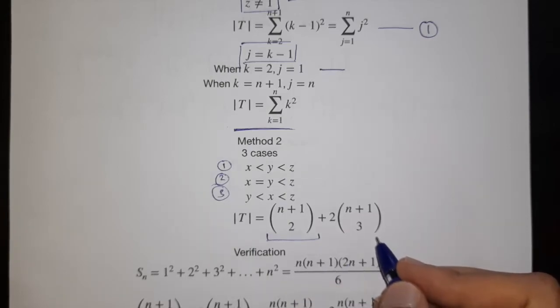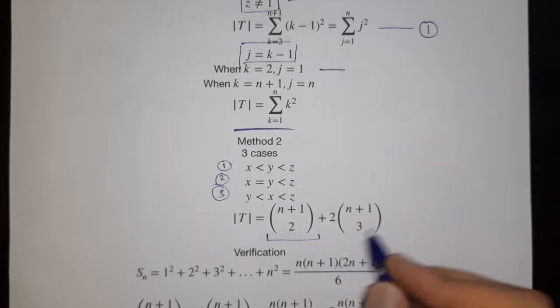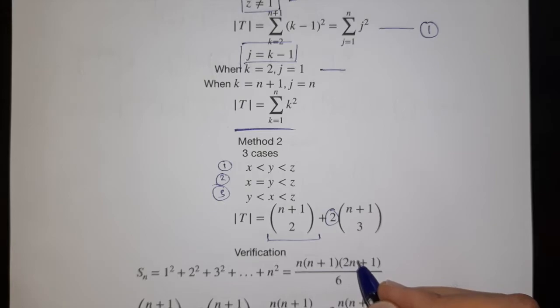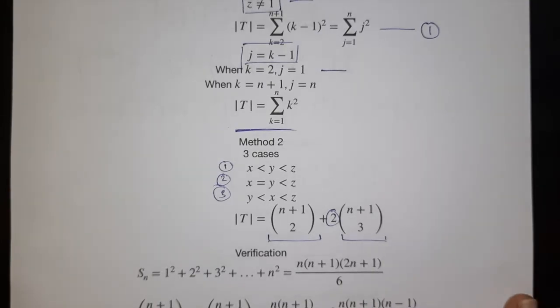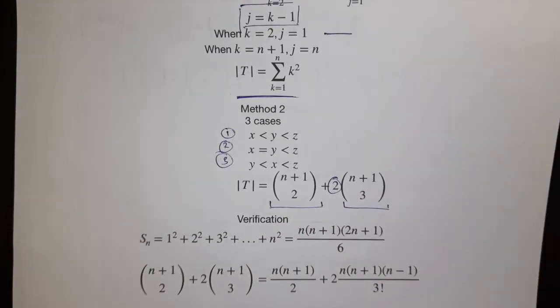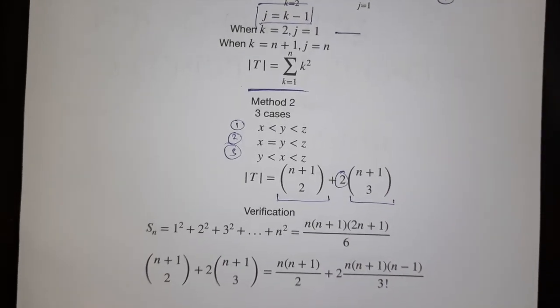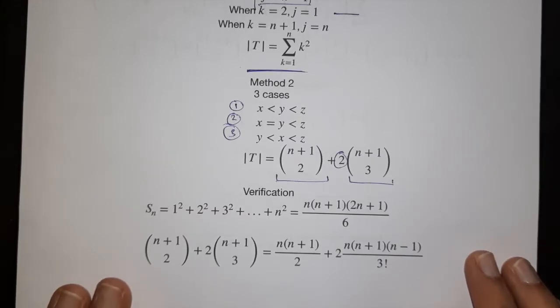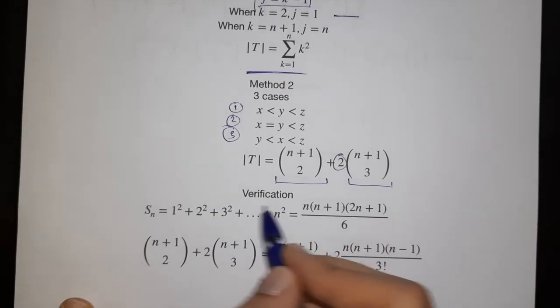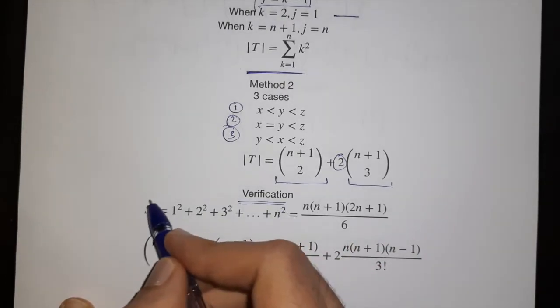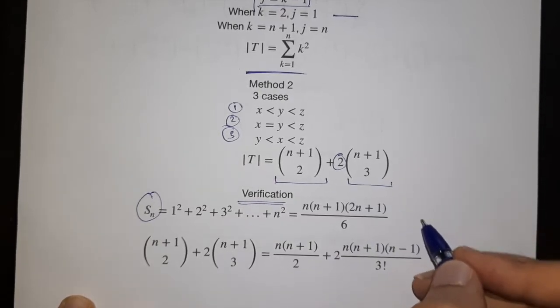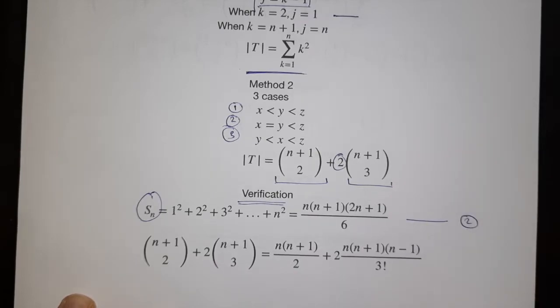For the first and third category, we have to select not 2 but 3 distinct elements for each of x, y and z. Each selection of this type will account for 2 elements in T, one for x less than y less than z and one for y less than x less than z. Hence the binomial coefficient n plus 1 choose 3 will have to be multiplied by 2. Summing everything, we have the number of elements in T equals n plus 1 choose 2 plus 2 into n plus 1 choose 3. This can now be verified with the well-known formula for the sum of the first n squares. That is, S_n, which equals 1 squared plus 2 squared all the way up to n squared, equals n into n plus 1 into 2n plus 1 all upon 6.